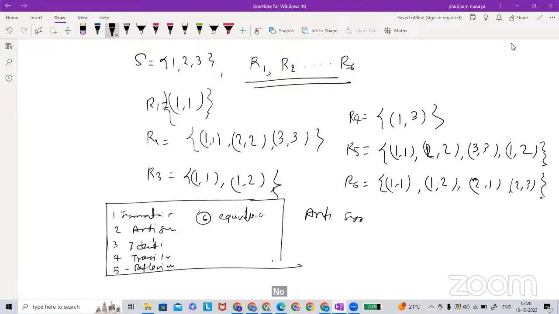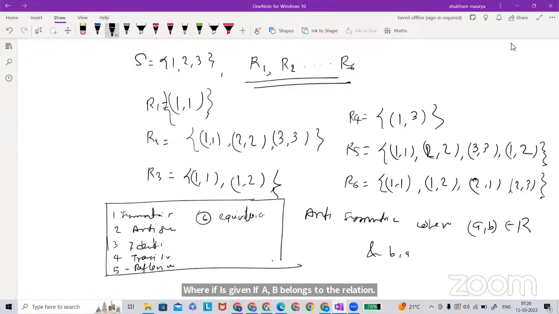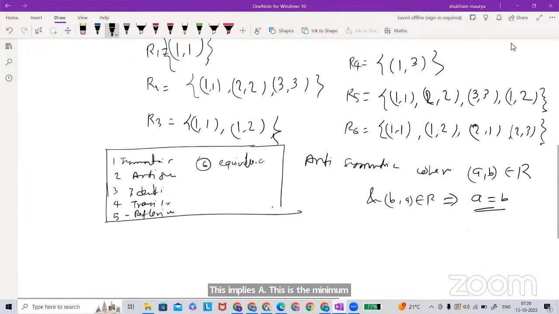Antisymmetric, okay, let me tell you. Antisymmetric relation is a relation where, if AB belongs to the relation and BA belongs to the relation, this implies A equal to B. This is the meaning of antisymmetric.